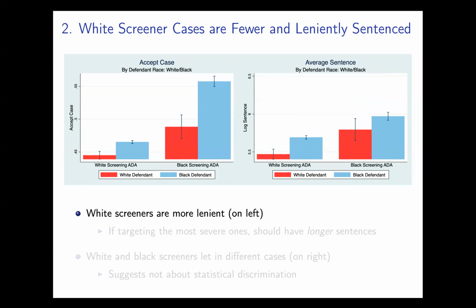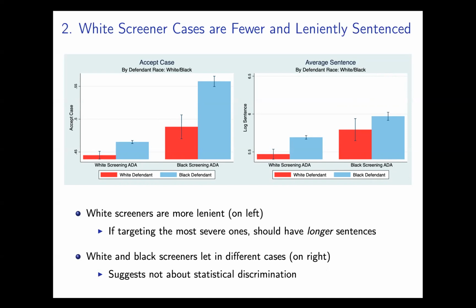Now, if they're targeting the most severe cases, we should expect the ones they screen in to have longer sentences. But on the right, you can see that the white screener cases are actually more leniently sentenced, suggesting that white and black screeners are letting in different cases. And that's not about statistical discrimination.